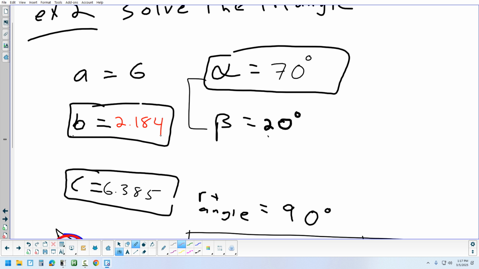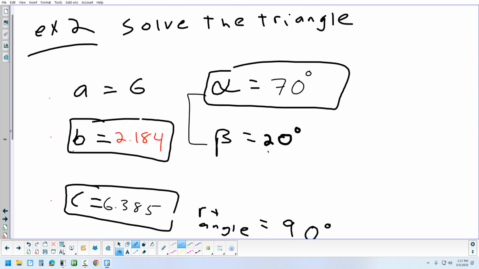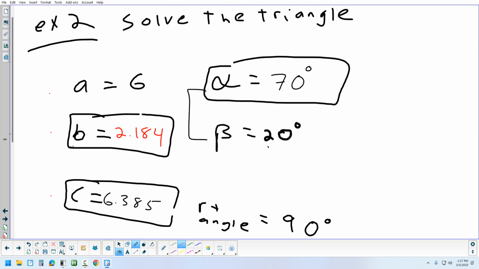Okay, now if I had time and I wanted to double check it, I would try a squared plus b squared and see if it equals c squared, or pretty close. Okay, any question on that one? Again, that was a side and an angle to start.